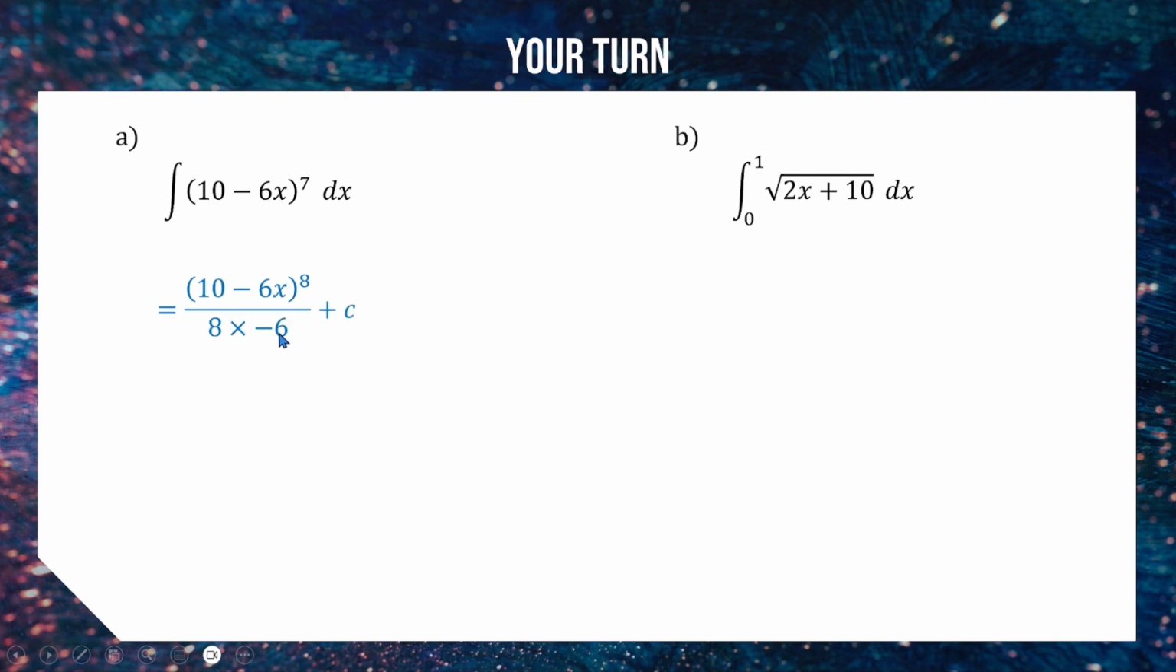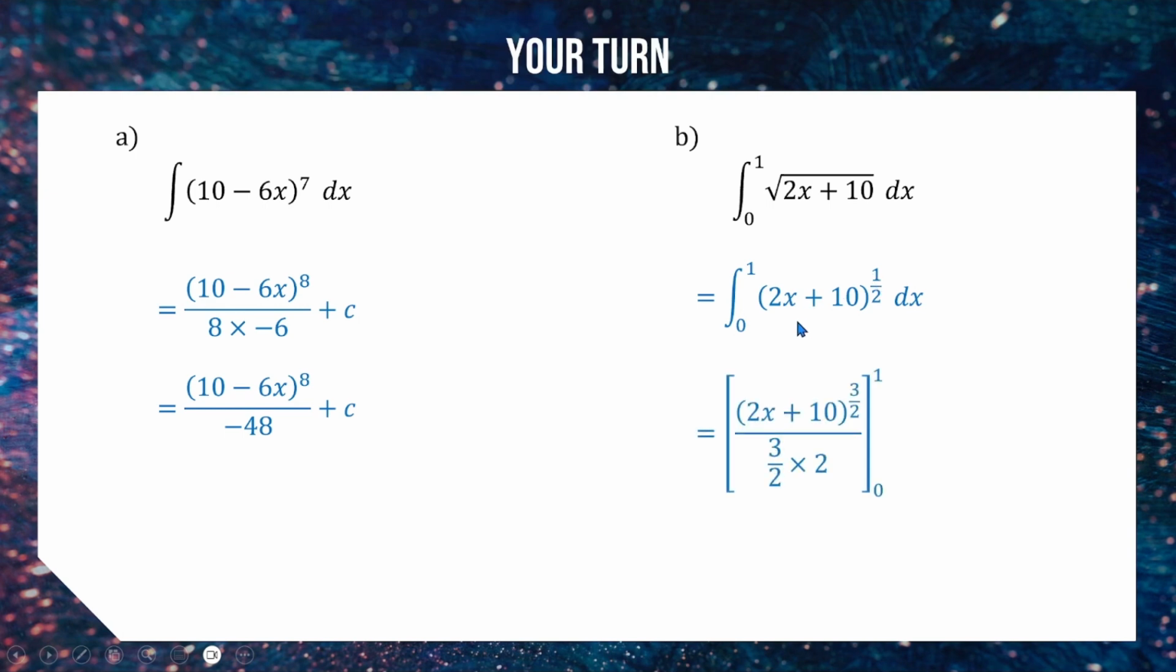So on the bottom we get negative 48 for our final answer right here. Now this next one's trickier because we have a square root and we also have some limits. So starting off by writing in index form as a power of a half once again. Raising the power, when we add 1 to this, it's going to become 3 over 2, and so then we'll divide by 3 over 2 as per usual.